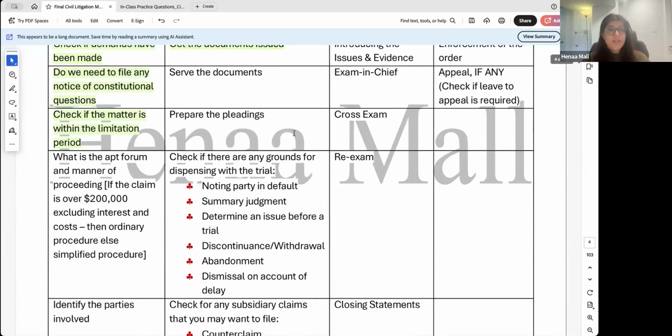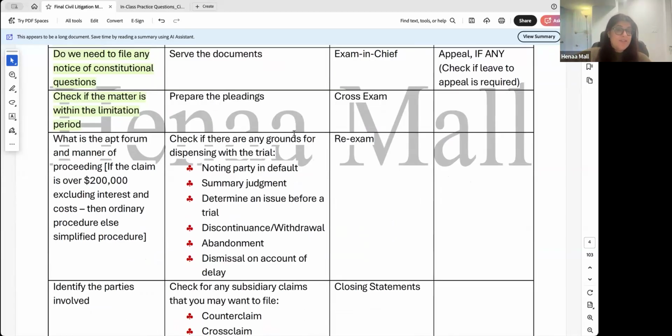Preparing the pleadings. Check if there are any grounds for dispensing with trial. Like here, we are talking about when we are bringing a litigation, when we are stopping the litigation in its tracks. How does that look like? It is here that we're going to look at various motions that you're going to file. And believe me, even after you've understood these motions theoretically, when I ask you which is the most appropriate motion in this circumstance, chances are that you will not be able to give me the right answer because it is so easy to get confused between a summary judgment and, let's say, determining an issue before a trial, or the file does not have an issue that deserves a trial.